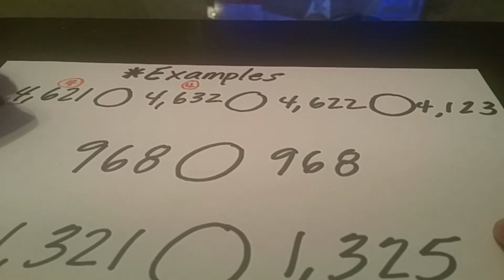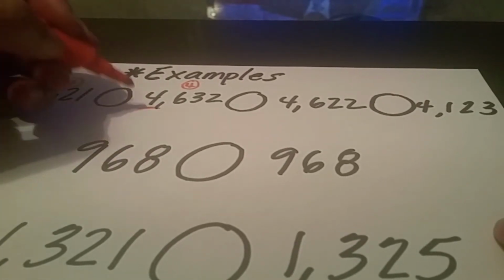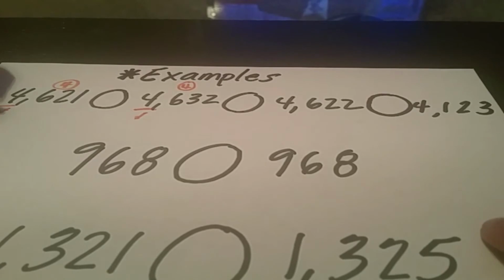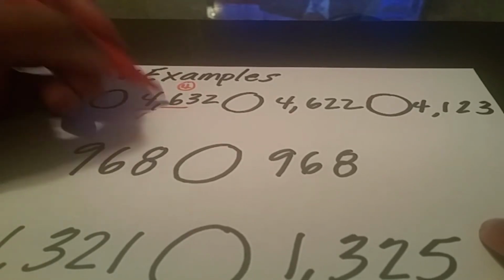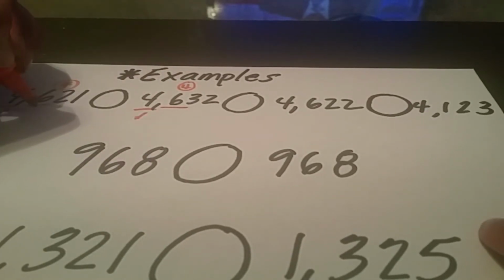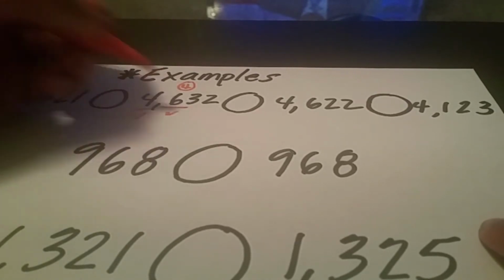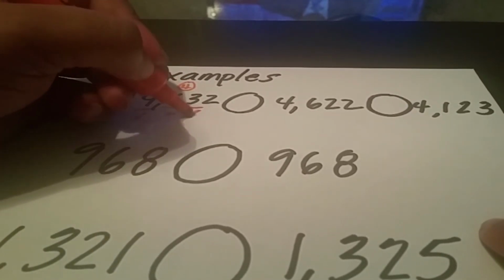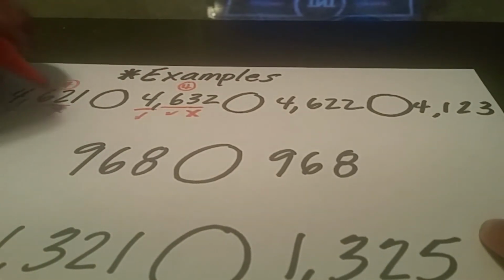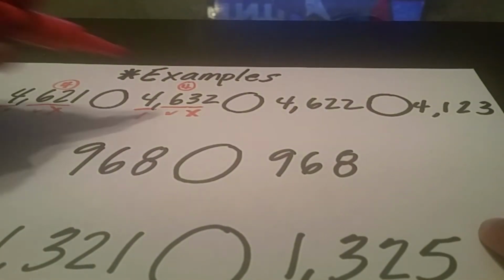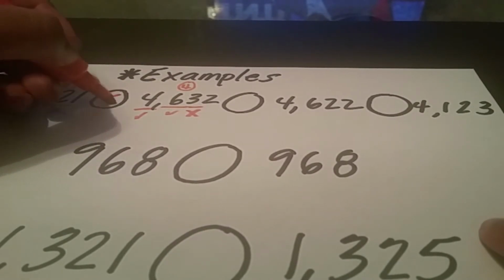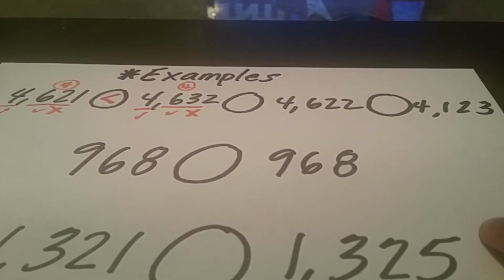Now I'm going to go by place value. There's a 4 here, 4 here. They check off. There's a 6 here, 6 there. They check off. We have a 2 here and a 3 there. So now we have our difference. But I know 3 is greater than 2. So that number is greater.